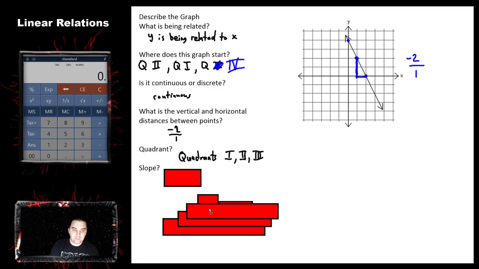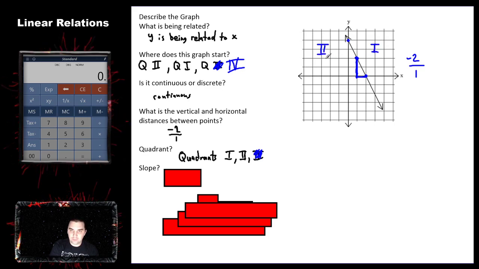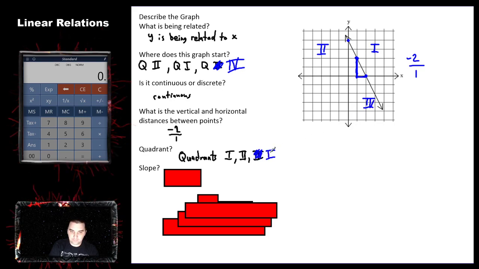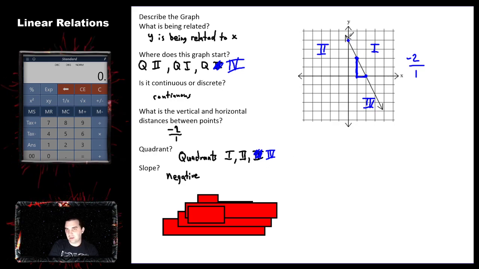Quadrant, hopefully I didn't get that wrong. I did, because I was not thinking. So this is actually quadrant 1, 2, and 4. And the slope is negative. And you know it's negative because the y value is going down as the x value goes up. And you can see the line going downward from left to right. So that's a negative slope.